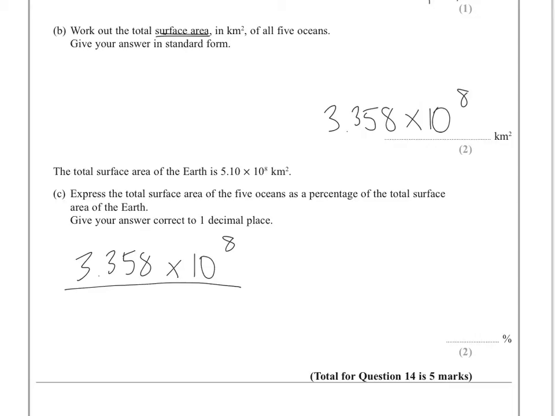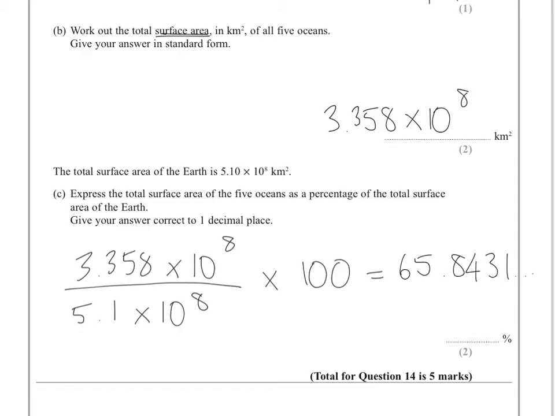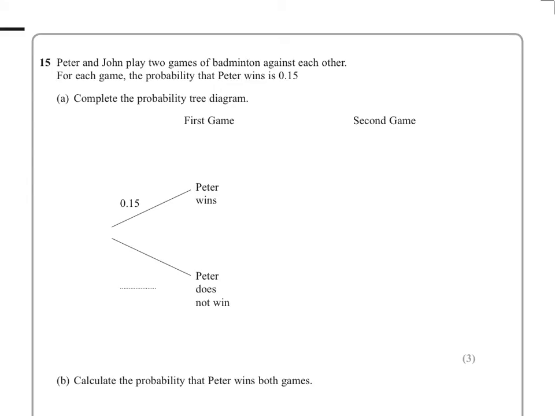That surface area out of the total surface area of the Earth is 5.1 times 10 to the 8. This would leave my answer as a decimal. To turn it into a percentage, I times by 100. This gives me the solution, 65.8431, etc. Leave your answer to one decimal place, say 65.8%.